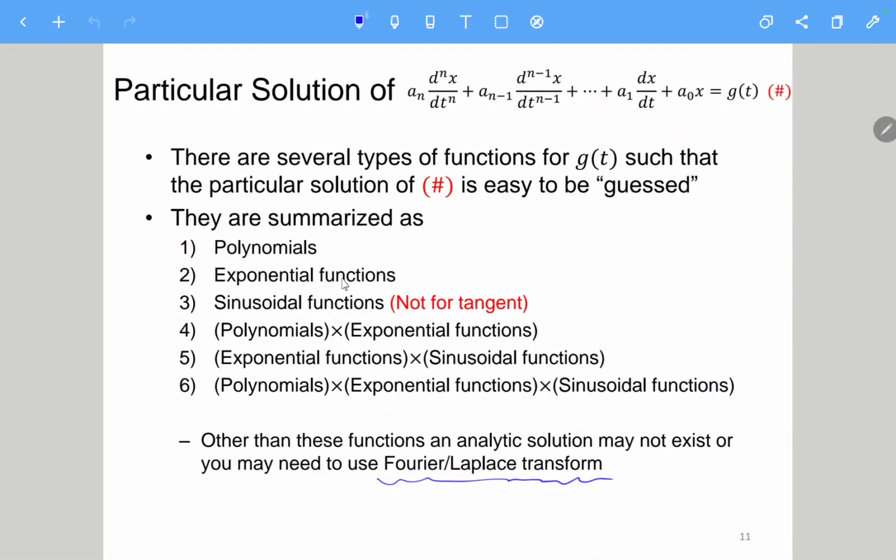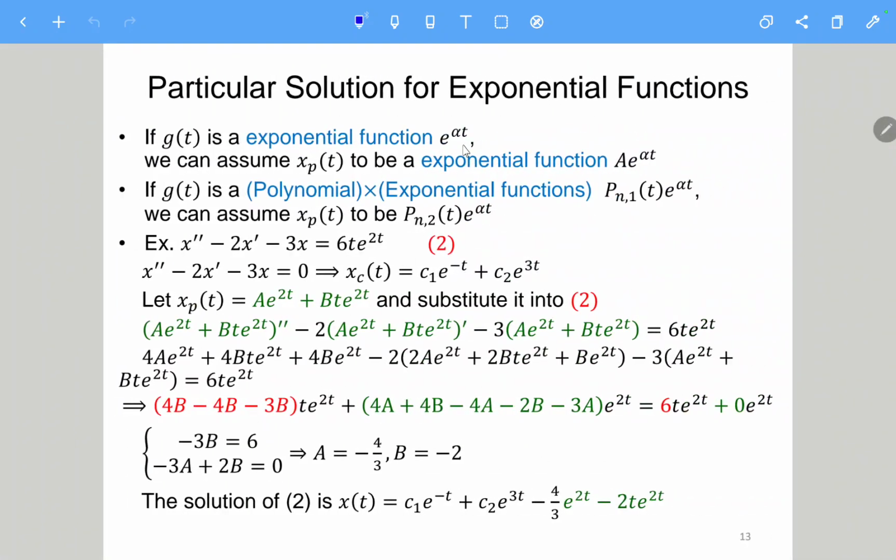Which means it's the second case. And we also talk about the fourth case, which means that if g of t is a polynomial multiplied by an exponential function, then just like this one, an nth order polynomial multiplied by the exponential function, we can assume the particular solution to also be an nth order polynomial multiplied by the same exponential. Just that trivial.